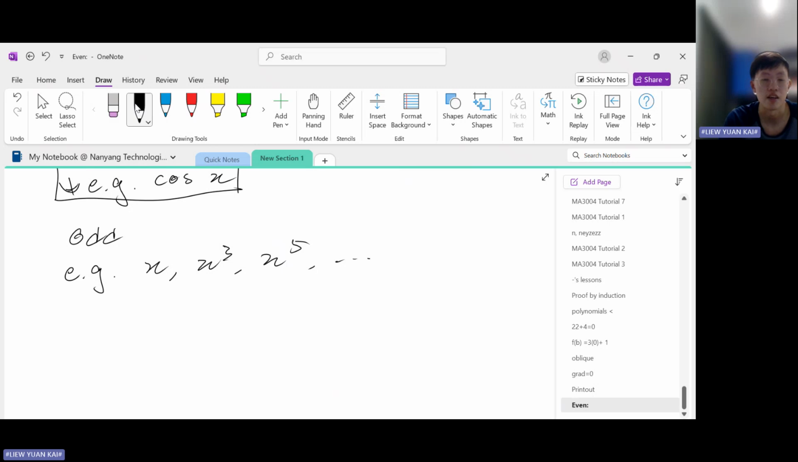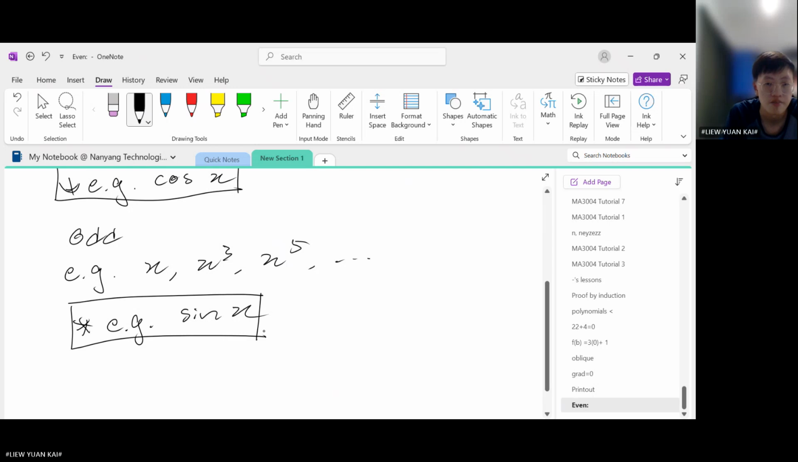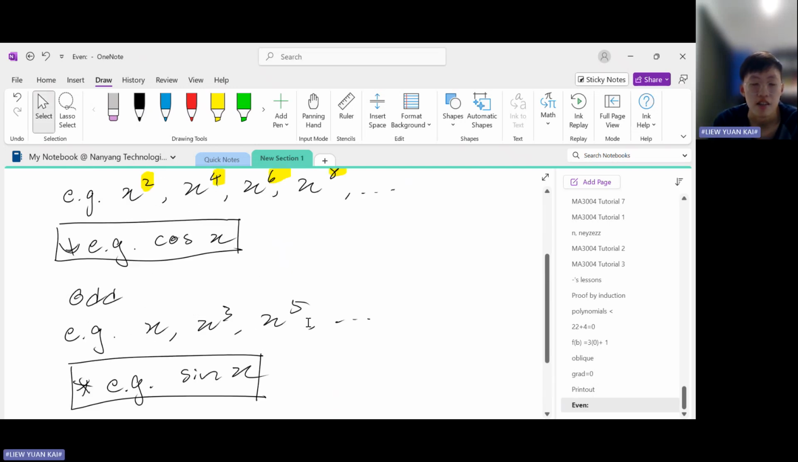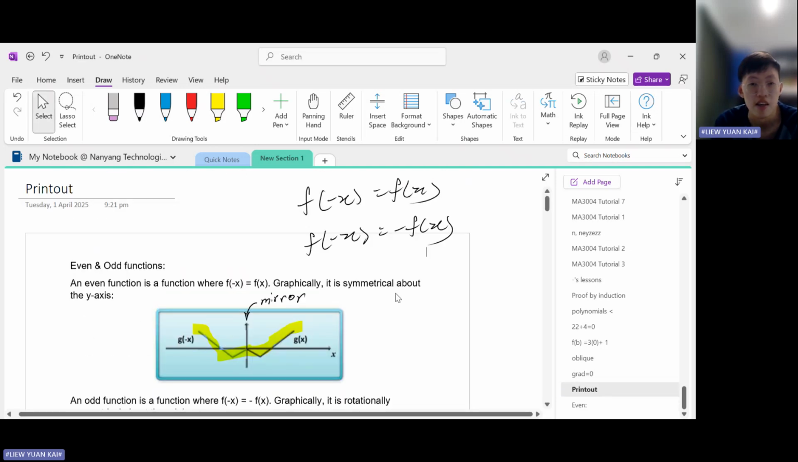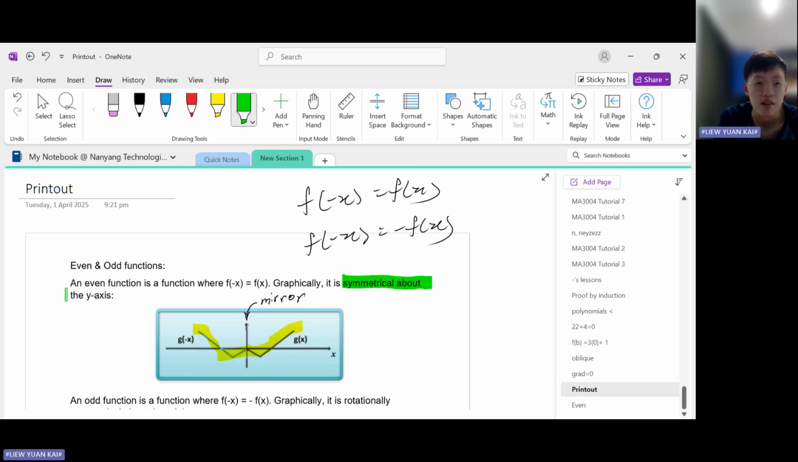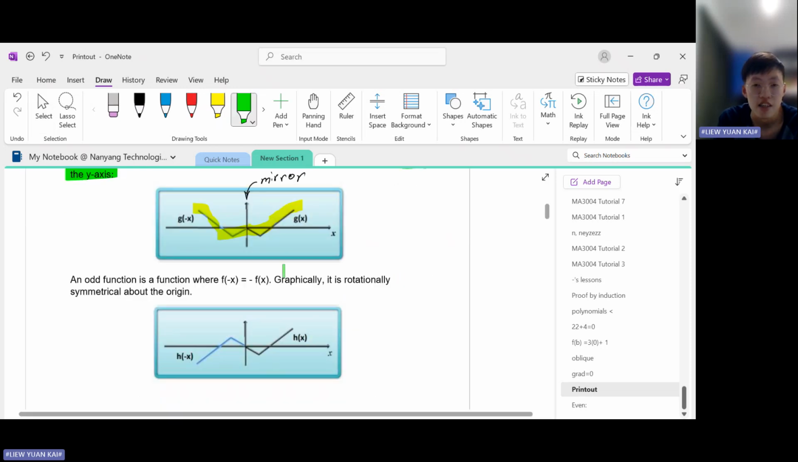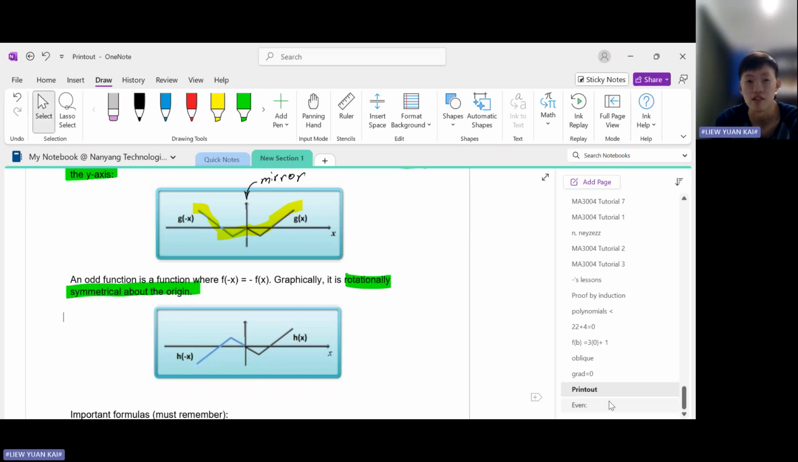So what's the most important example of an odd function that you need to know for this? The most important example that you should know is sine. Sine is an odd function. Now let's take a look at the graphs of cosine and sine and see whether they match the graphical property that I introduced to you just now. Meaning, is cosine really symmetrical about the y-axis, and is sine really rotationally symmetrical about the origin? So let's take a look.